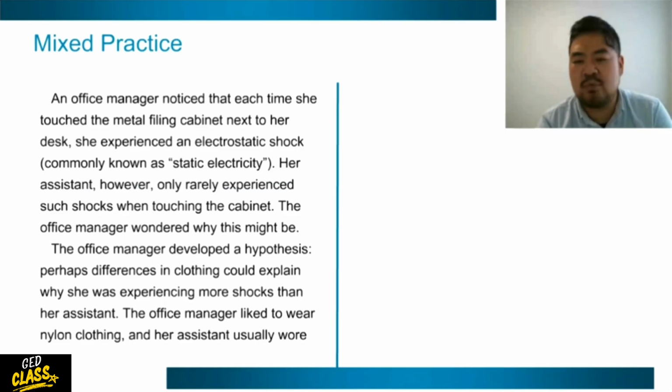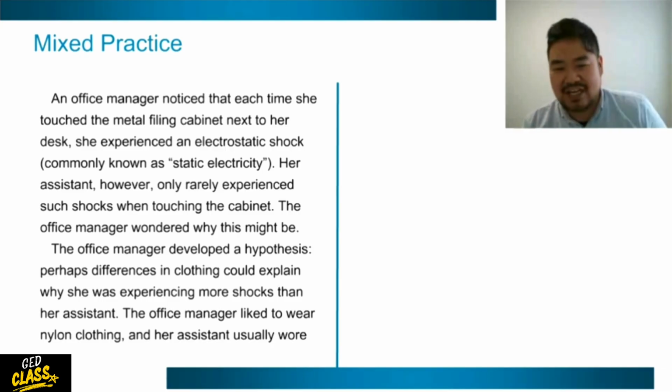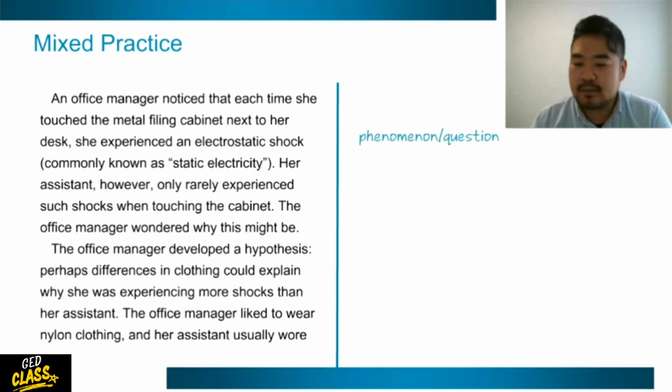All right, so let's take a look at an example of a passage here. Okay, so we'll go through this together and break this down. We have an office manager here noticing each time she touches the metal filing cabinet next to her desk, she experienced an electrostatic shock, commonly known as static electricity. Her assistant only rarely experienced such shocks when touching the cabinet. The office manager wondered why this might be. So already we're seeing that initial phenomenon, right, about static electricity, and the office manager is wondering, why is it that when the office manager touches the cabinet, she experiences shock, but the assistant does not? So we've seen that first paragraph, a phenomenon and a question.